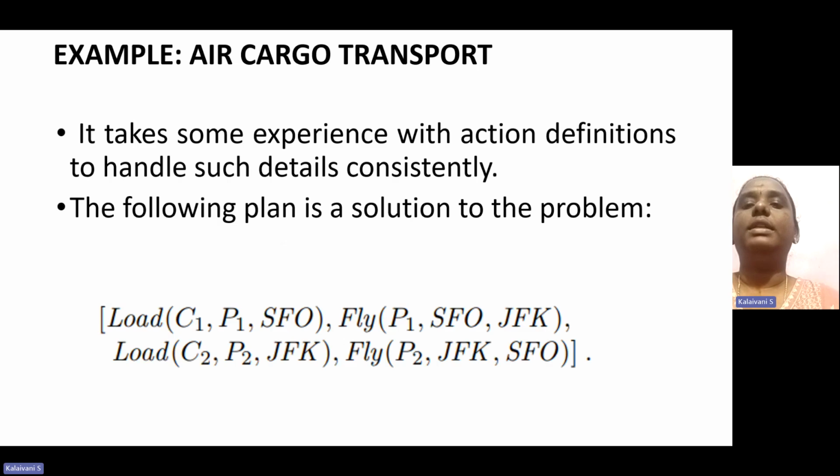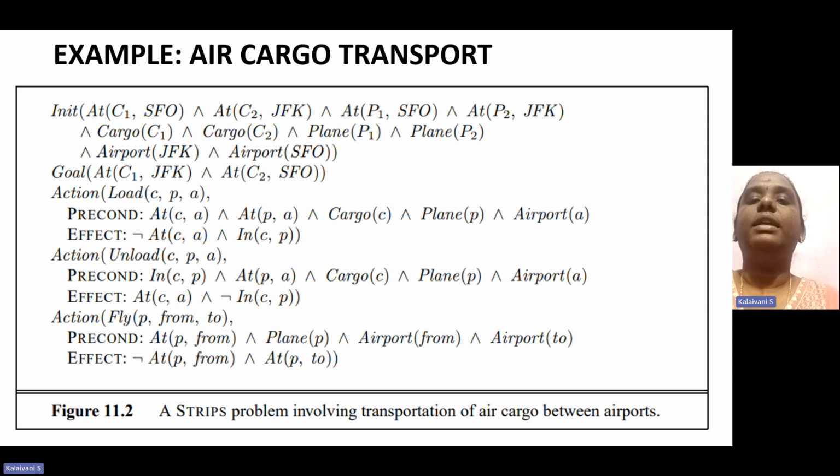So here the task is given, and it can be represented with the given solution. We represent the two cargoes as C1 and C2, and the two planes as P1 and P2. SFO is San Francisco, an airport name, and JFK is John F. Kennedy Airport. We are going to transfer plane 1, which contains cargo 1, from SFO to JFK, and plane 2 is available at JFK, and we are going to make it fly to SFO.